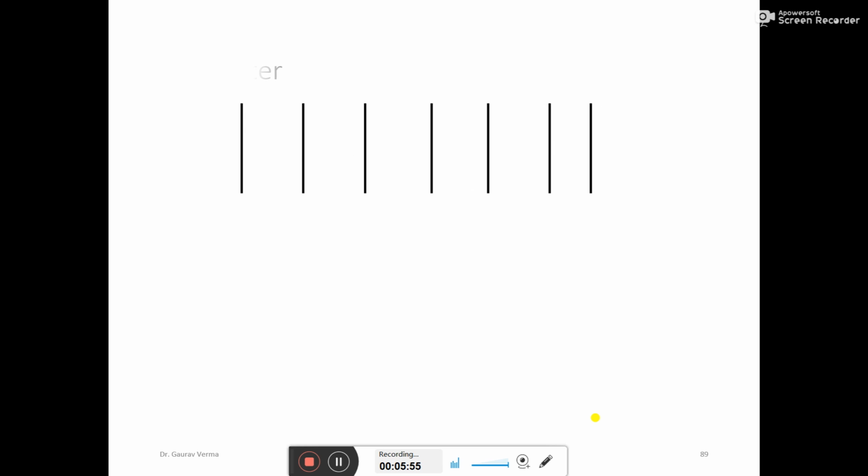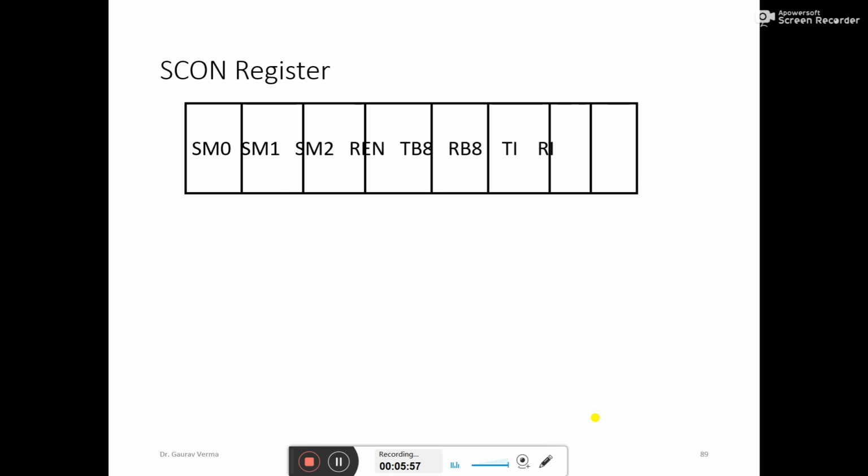So this is the SCON register. The SCON register has SM0, SM1, SM2, and receive enable. These bits are over here. There is some discrepancy in the picture: RI is here, TI is here, and then RB8 is here. I will correct it and send it to you again.